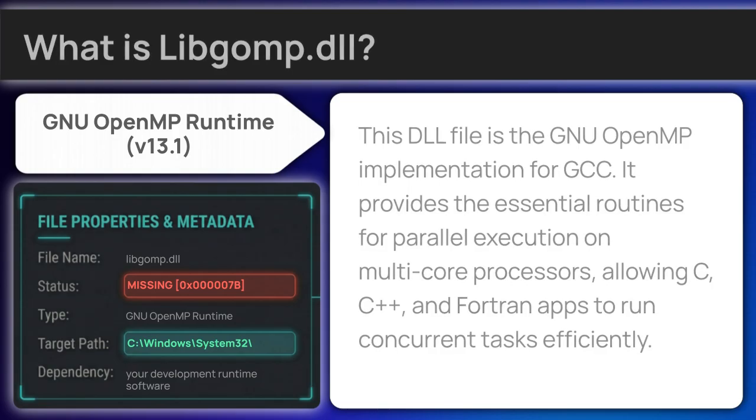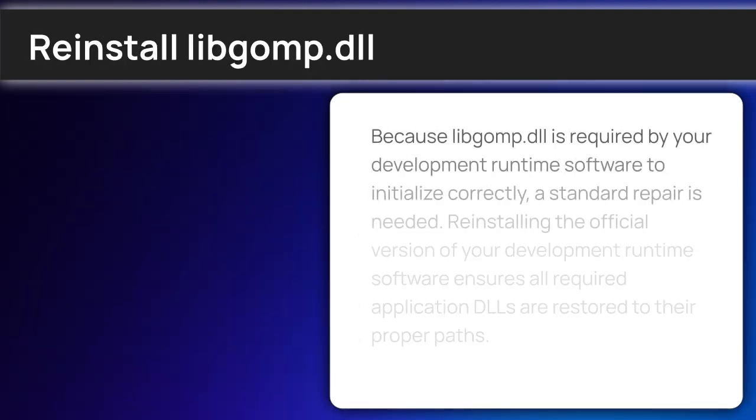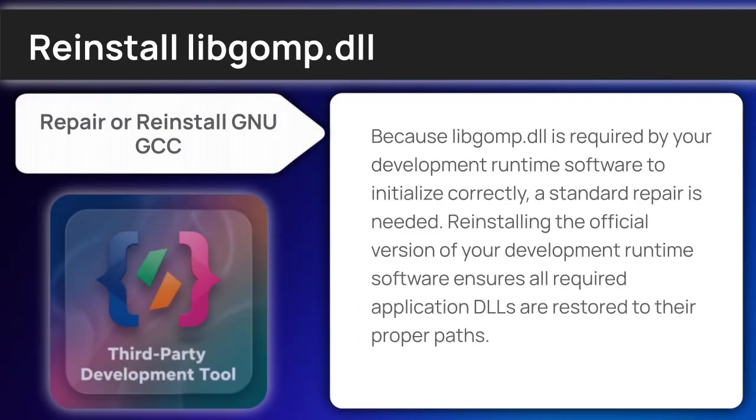Now let's look at replacing it. The Libgomp.dll is bundled directly with your development runtime software and is not a Windows system file. Reinstalling your development runtime software's official installation package is the safest way to restore this dependency.